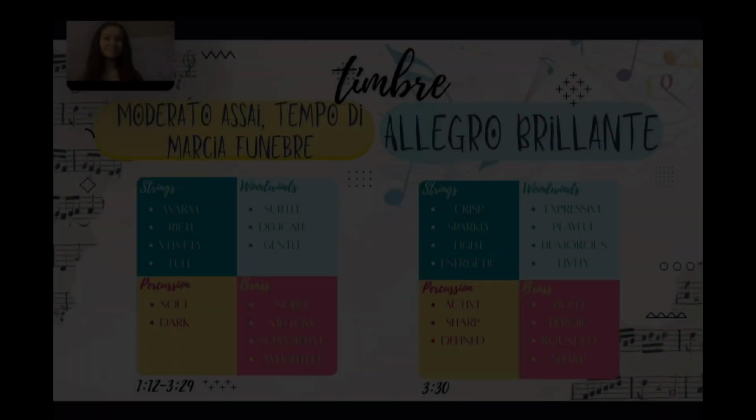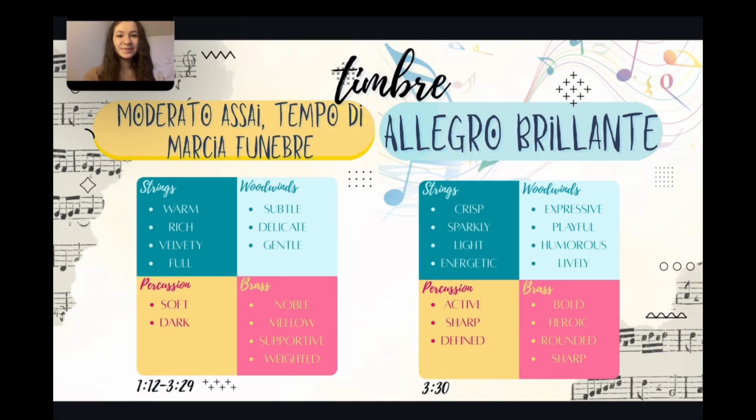But yeah. Hi, my name is Isabella, and today I'm going to be introducing the timbre and form of Tchaikovsky's Symphony No. 3, first movement. For timbre, I organized it into 2 different sections. We have the moderato section, which is the introduction, and then the allegro brillante section, which is basically where the exposition starts.